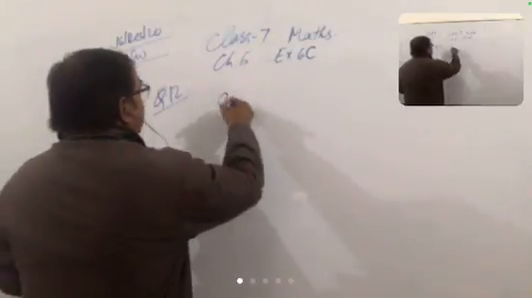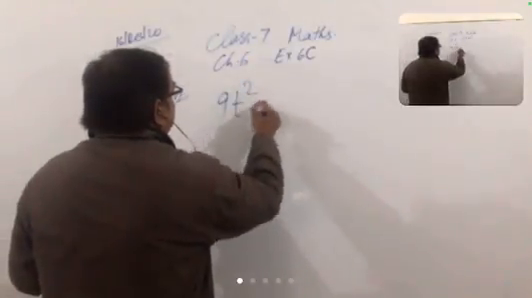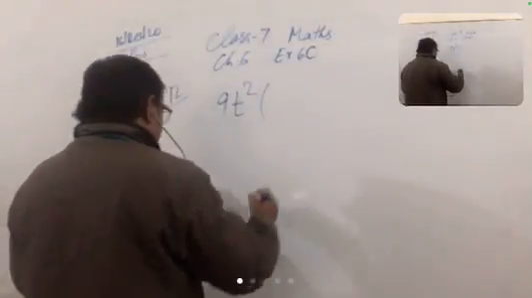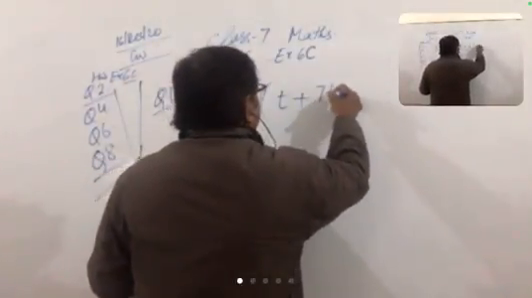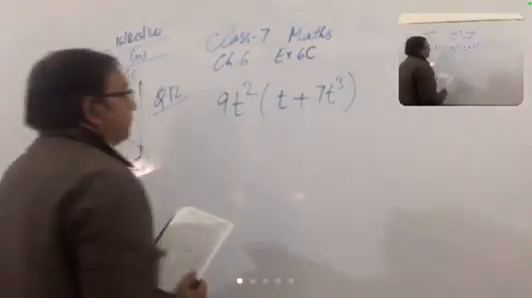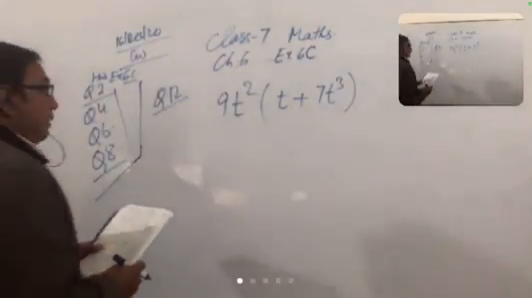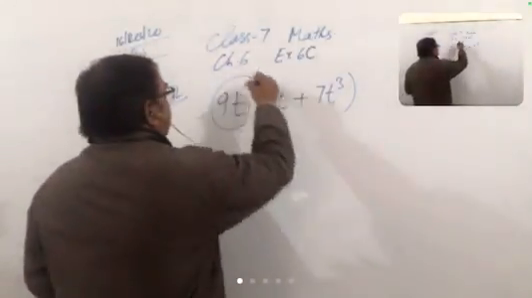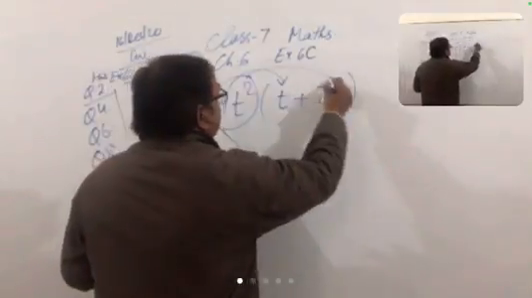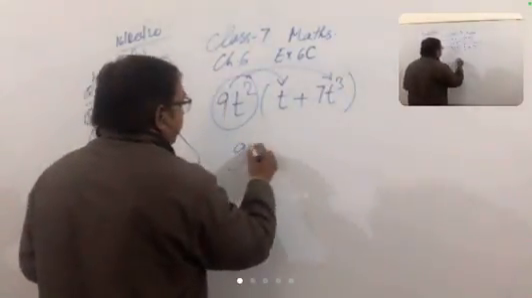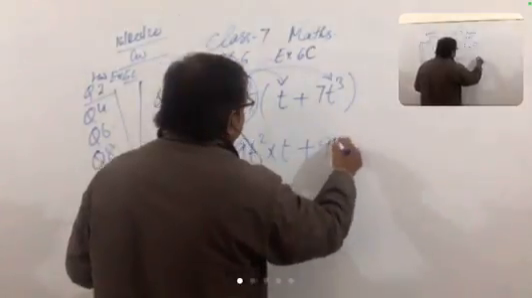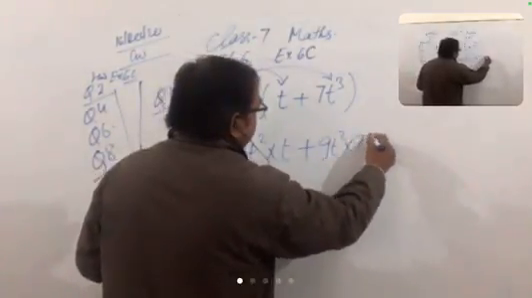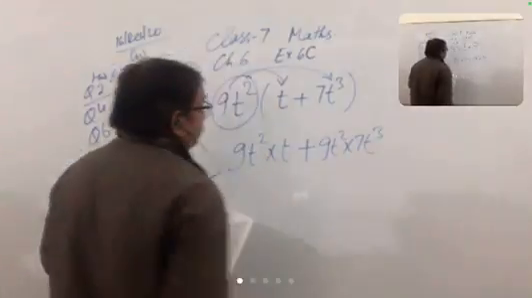So now question number 12, it's easy: 9t square bracket t plus 7t with the power 3. So this is one term, and first we multiply this and this. So it will be 9t square multiplied by t plus 9t square multiplied by 7t with the power 3.